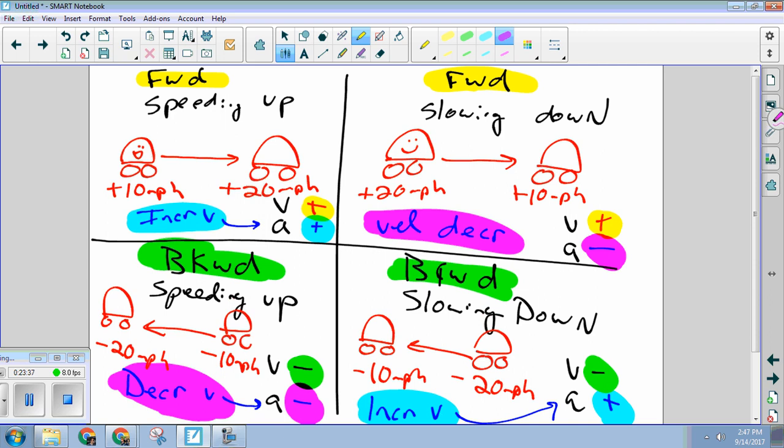D, backing out of your driveway when you hit your brakes. Which one? Backwards and slowing down, right? Initial velocity is negative, acceleration is positive. Okay. E, flower pot falls from rest out of a window. So while it's falling, the initial velocity is going to be 0 because it's going from rest. And then the velocity gets more negative, so negative acceleration. Cool. Questions?